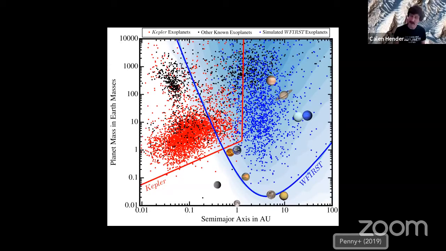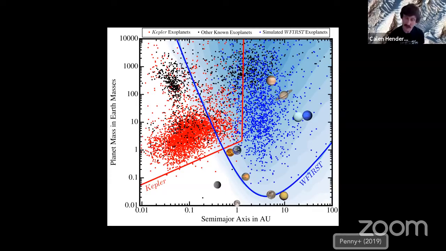And on the x-axis is the semi-major axis in AU. So here, the Earth's orbital separation is 1. And I've overplotted the solar system planets to give guidance of where they would be in this two-dimensional diagram. So there are 3 different colors of points here. Black points represent radial velocity detected planets. Red points, and the red trapezoidal curve, identify those planets detected by Kepler using the transit technique. And the red solid line roughly demarcates the survey sensitivity limit of Kepler.